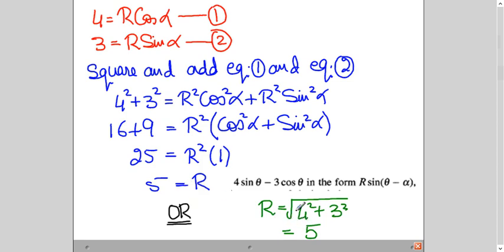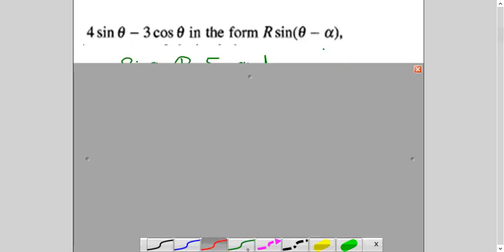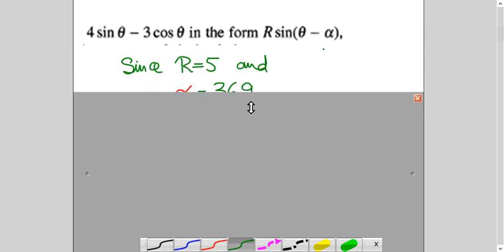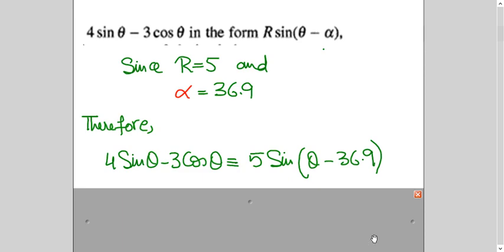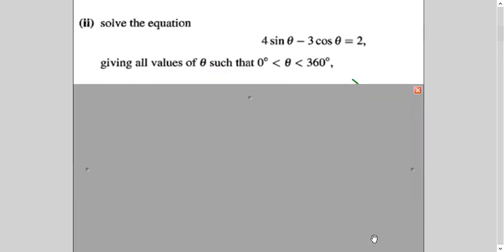So now I have r, I have alpha, so I will write it down here. So I got, or I changed this form into this form. So part 1 is done. So it is 5 sine theta minus 36.9. Okay. Now I have to solve this equation. I have already found this part into which form? R sine theta minus alpha form, right?